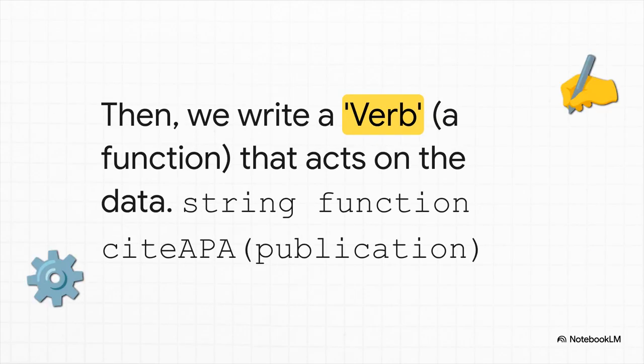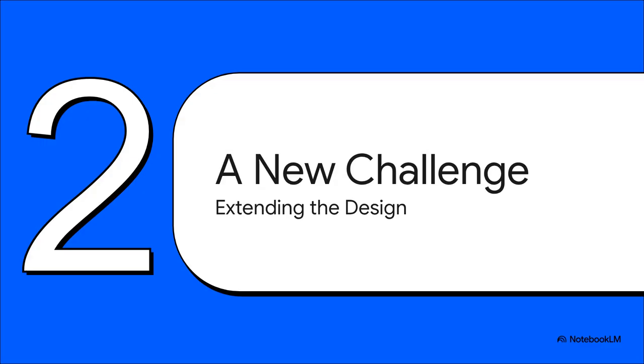And this right here gets to the absolute heart of the separate tools philosophy. To create a citation, we call an external function, our verb, and we literally hand the book data over to it. In this world, the function is the smart one, right? The data is just dumb cargo, just along for the ride. Okay, so far so good.